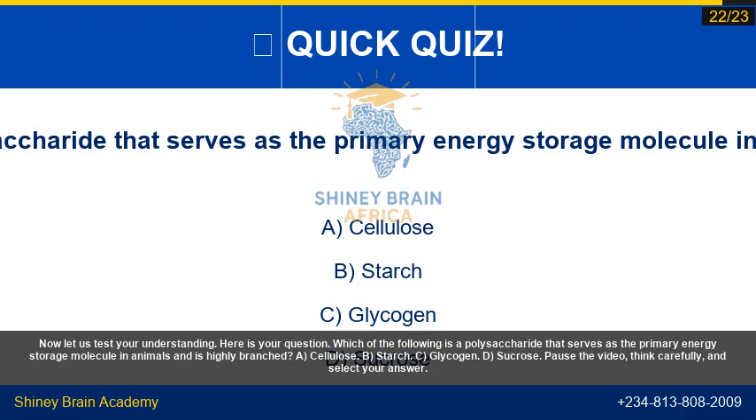Now let us test your understanding. Here is your question. Which of the following is a polysaccharide that serves as the primary energy storage molecule in animals and is highly branched? A. Cellulose. B. Starch. C. Glycogen. D. Sucrose. Pause the video, think carefully, and select your answer.